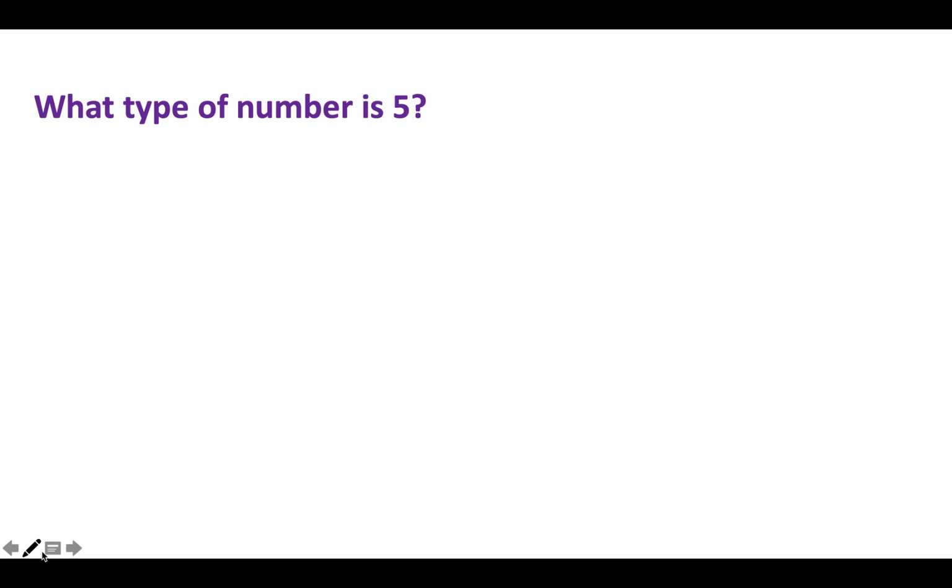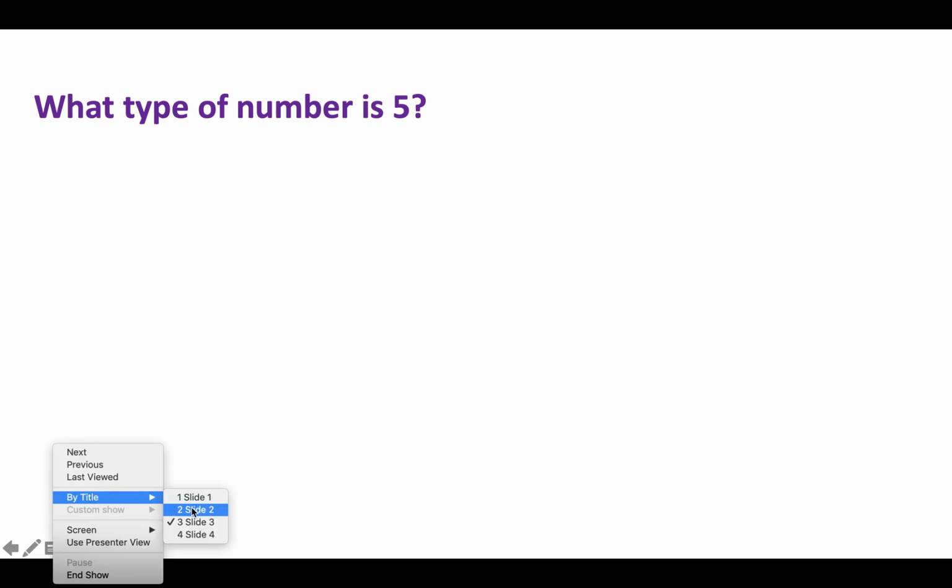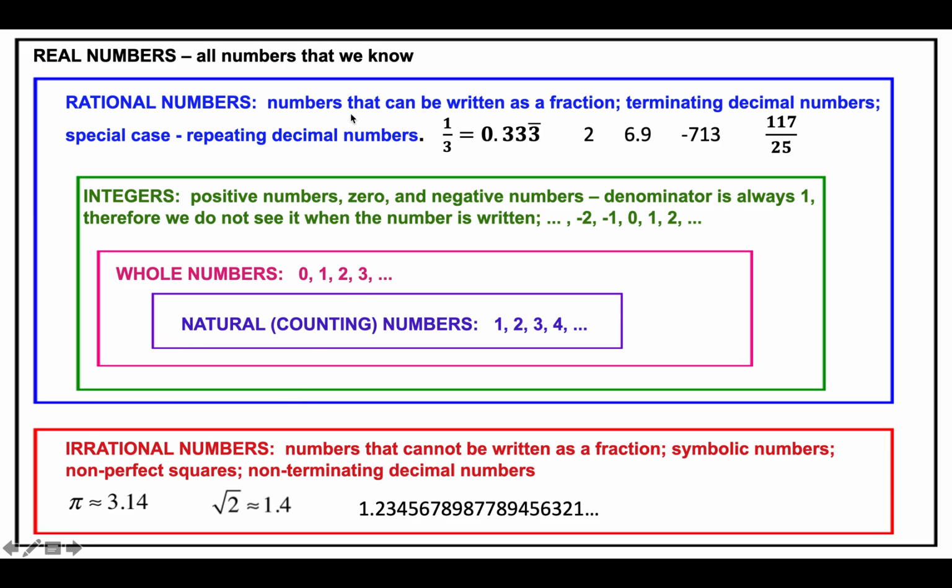Okay, well, if we want to know what type of number 5 is, we need to go back to our slides here, our real number system slide. Okay, 5. Well, it's a real number because it's a number we know. The question is, is it rational or is it irrational? Well, 5 is a number that can be written as a fraction because you can put it over 1. It is a terminating decimal because it's 5.0. Okay, so it is not irrational, it is rational. So far we know it's real and it's rational.